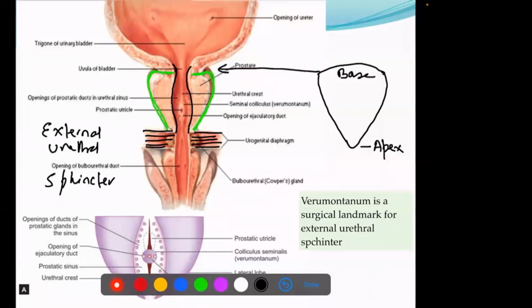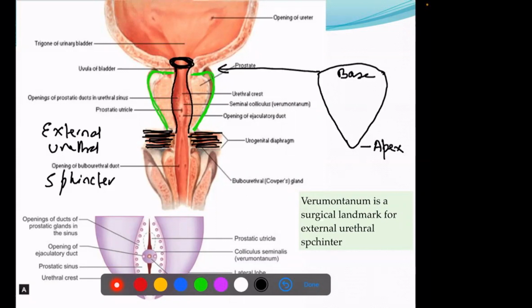In our urinary system, we have two sphincters. One is internal, the other is the external sphincter. The internal sphincter is found at the bladder neck as a round muscle, and the external sphincter is found near the apex of the prostate. These two sphincters are very essential to control the urinary flow. Out of these two, the external sphincter is very important, because if it is damaged, the patient will not be able to control micturition. So damage to the external sphincter leads to urinary incontinence. This anatomy is important.